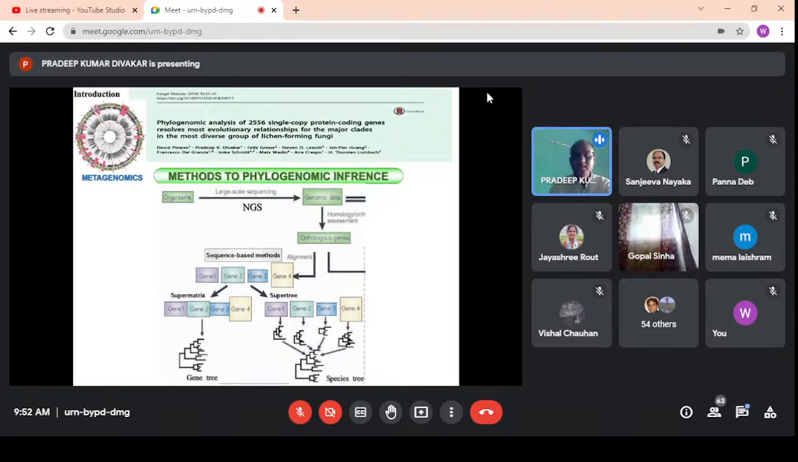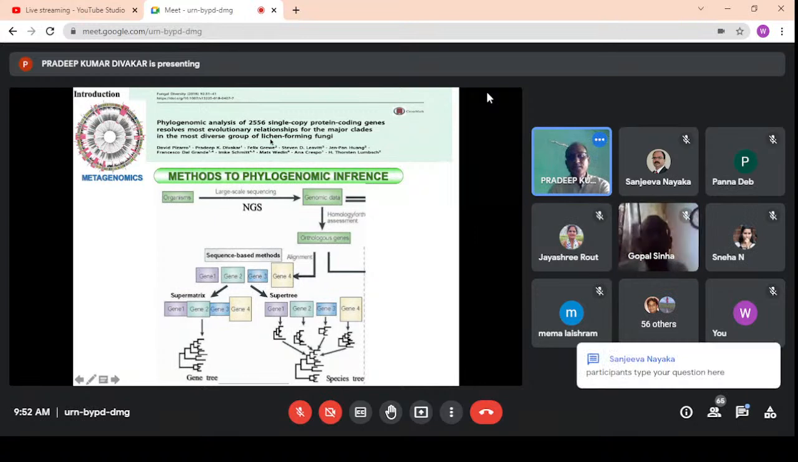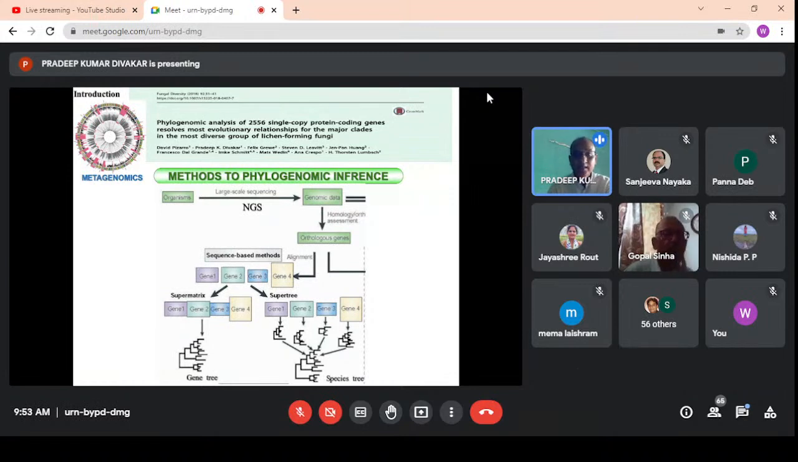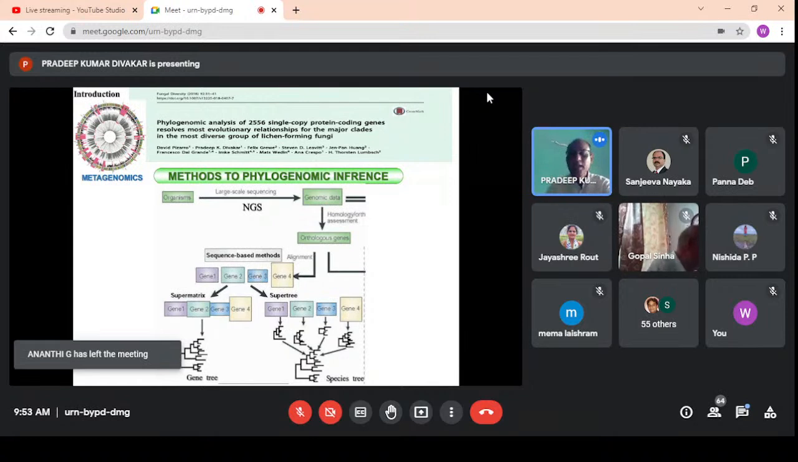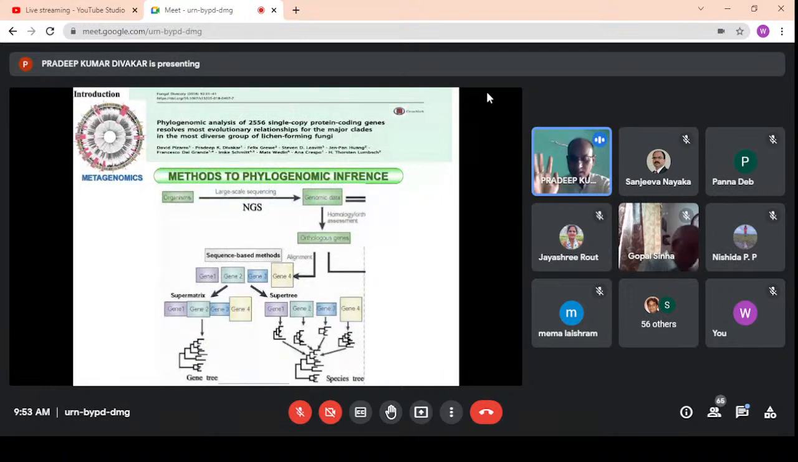I will leave a reference here if you want to go into detail. In this study, we analyzed 2,556 single copy orthologous protein coding genes to establish the phylogenetic relations using the phylogenomic approach. So these were the basics that I wanted to tell you before going to the application of molecular phylogeny. Remember, I will only concentrate on molecular phylogeny.